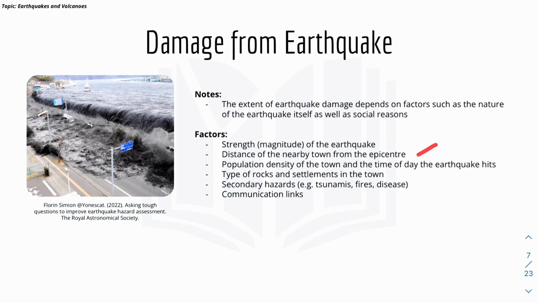And here are some factors, for example, the strength of the earthquake, the distance of the nearby town from the epicenter or the focus, the population density as I mentioned, the type of rocks and settlements in the town, whether it's built on hard rock or soft rock or different clays or any type of rocks, the extent of damage from the secondary hazards caused by the earthquake's primary hazards, as well as the communication links available, whether help can arrive at the place or not.